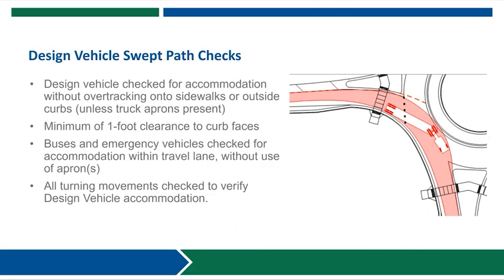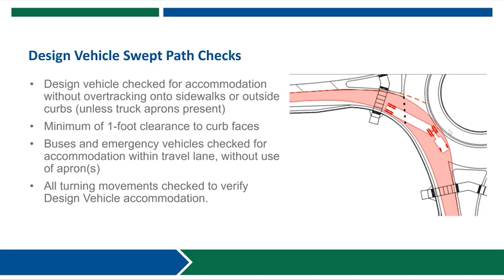Design vehicle swept path checks are part of an iterative roundabout design process where an initial layout is developed and then checked using AutoTurn or a similar software to verify that the vehicle is accommodated within the travel lane for all left, through, and right turn movements without bumping up over any curb lines or onto sidewalks. The trailer of the vehicle may need to track up onto a truck apron around the central island, which is intended for its use, particularly for the through or left turn movements.